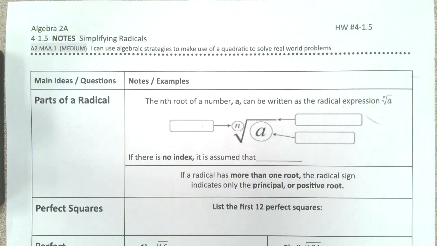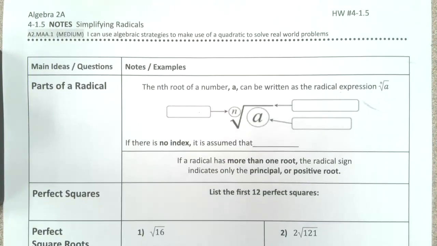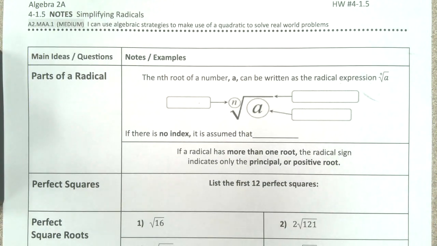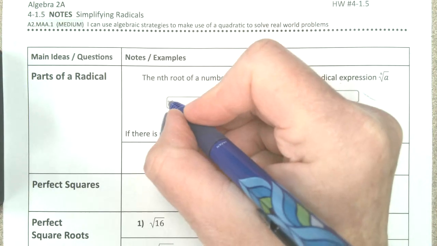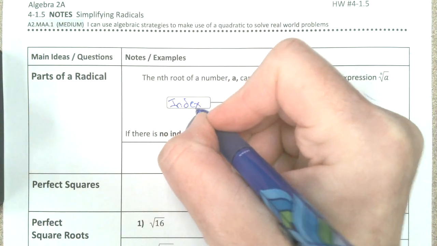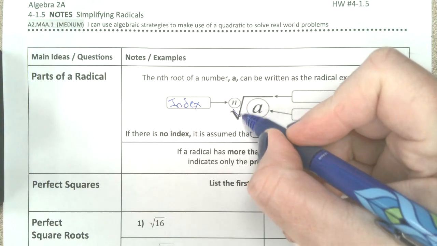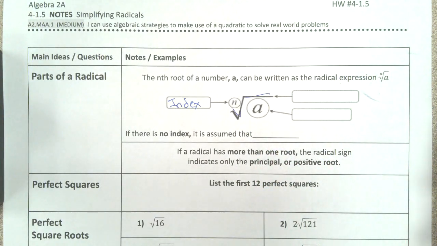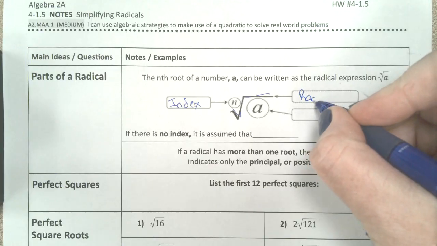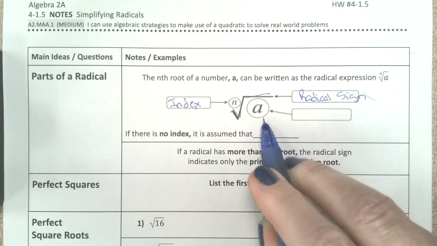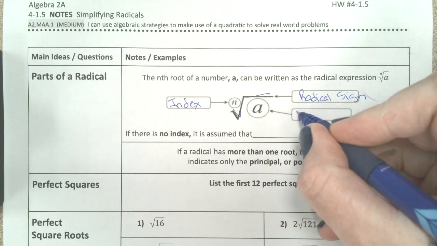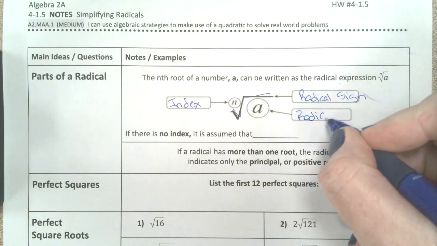Today we're going to learn how to simplify radicals. So here are the parts of a radical. This little part right here in the notch is called the index. This big check mark part is called the radical sign. The number under the radical is called the radicand.